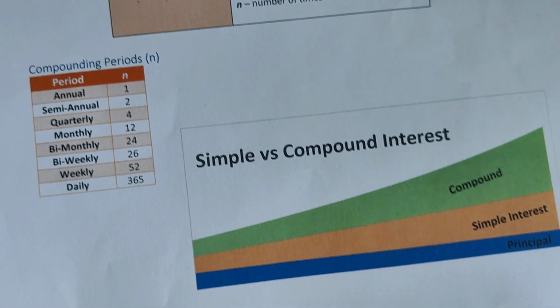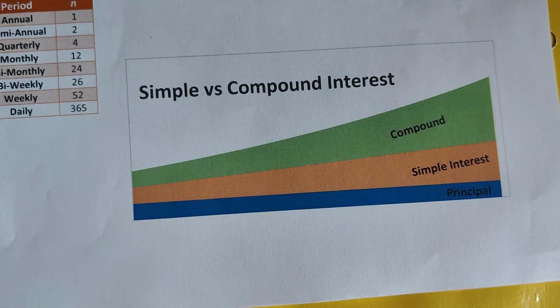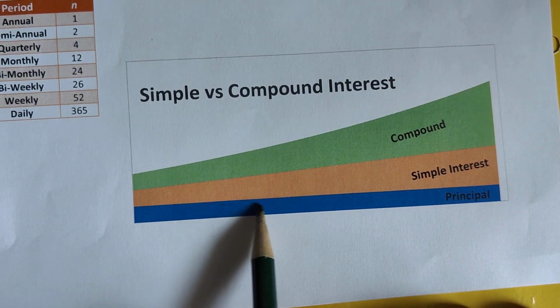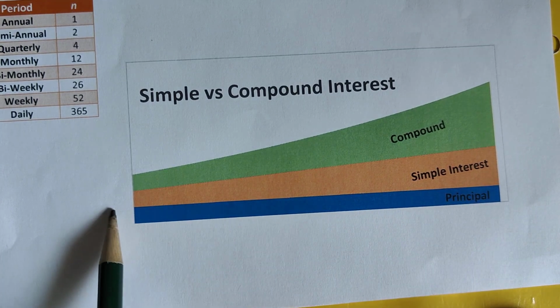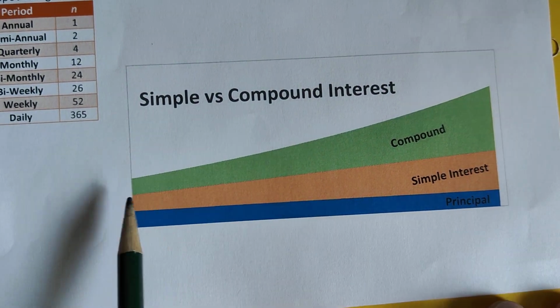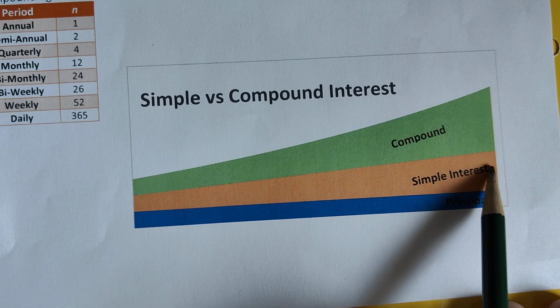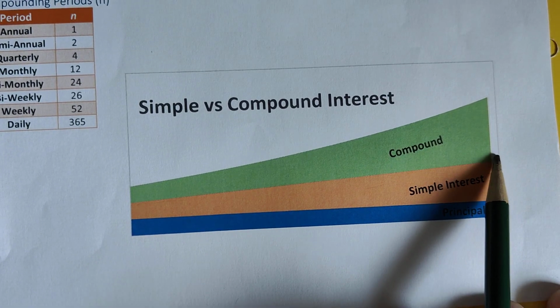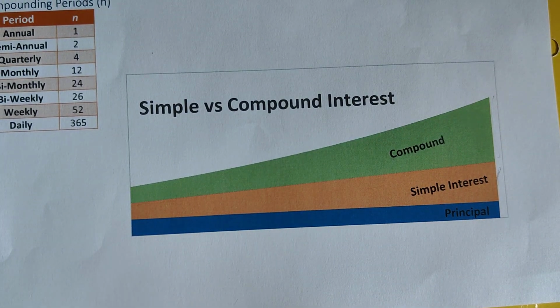We have a little chart here just to do a quick comparison of simple versus compound interest. If I remember correctly, I did this over $1,000 over 30 years at 5%. And you can see our principal, so this is our $1,000. It never changes. Simple interest goes up a little bit, but compound interest goes up much more.